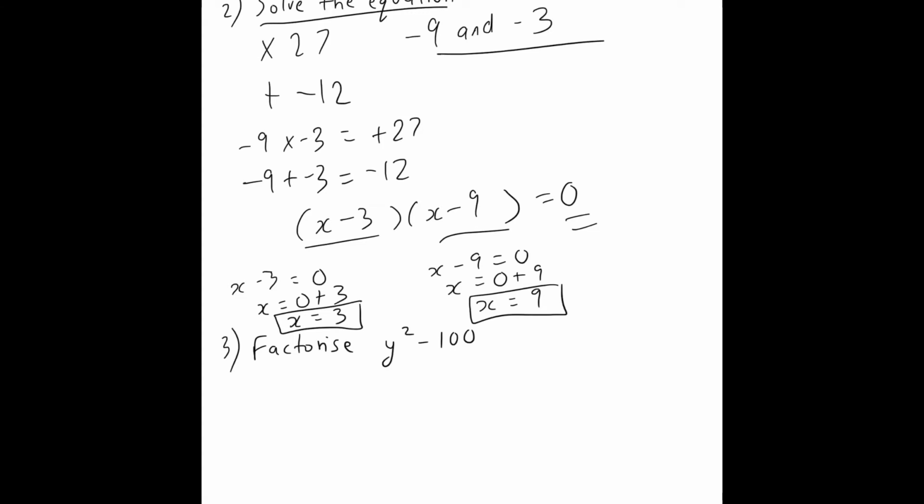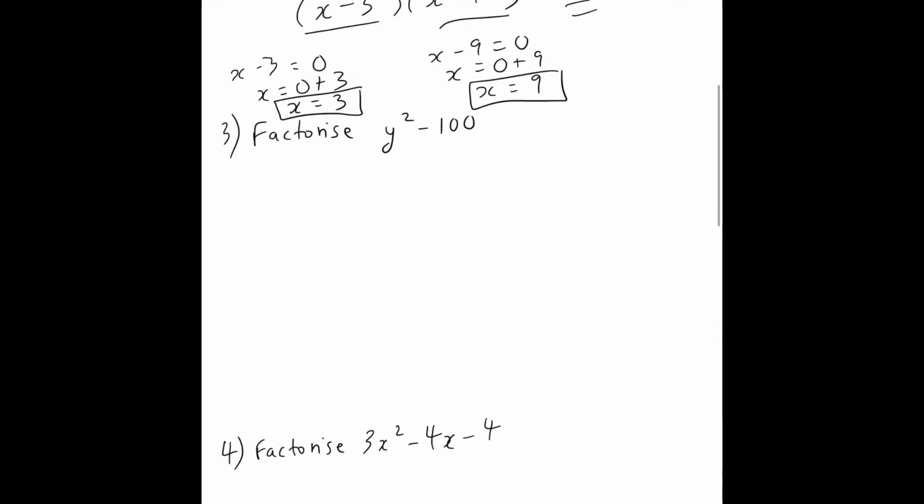Okay? Now the next question is factorize y squared minus 100. Now there's a rule. The rule is if it's a squared minus b squared, it's always equal to a plus b and a minus b, all put in brackets.